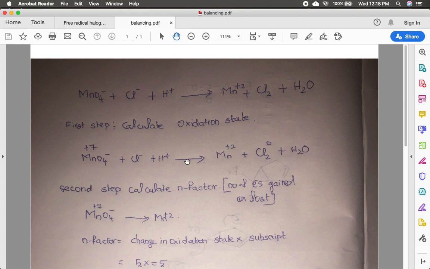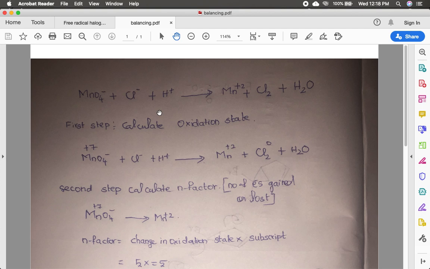Let's get started. In this video, we are going to learn how to balance a redox reaction using the ion electron method. So this is an example of a redox reaction. Permanganate under acidic condition can be reduced to +2 oxidation state. So chloride ion is the reductant here, which is oxidized to Cl2. But this equation is not balanced. We are going to balance it.